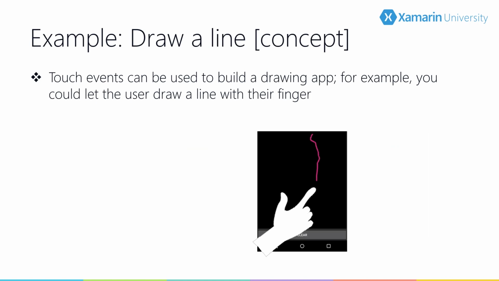Let's do a quick example to see how touch events could be used in a drawing app. Suppose you wanted to let the user draw on the screen with their finger. You would need to use the touch events and create a line programmatically.